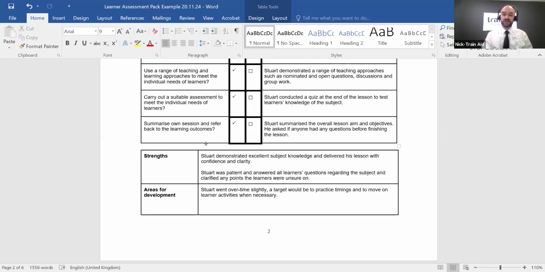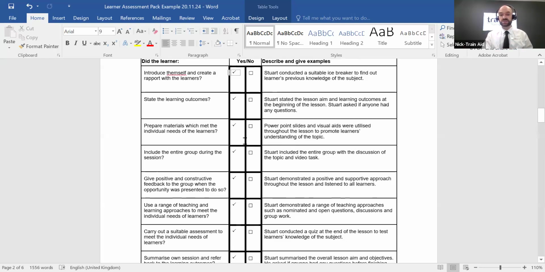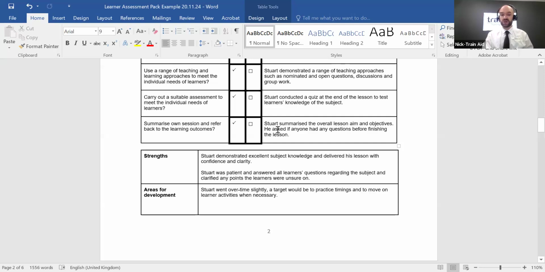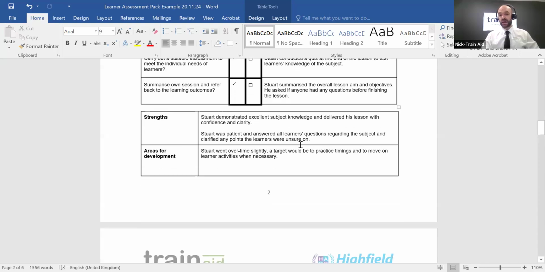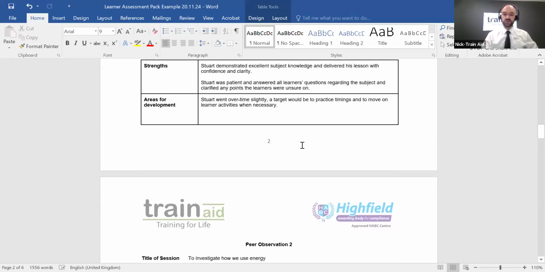So my comment is yes. So yes, I did agree with that. Stuart summarized the overall lesson aim and objectives. He asked if anyone had any questions before finishing the lesson as well. So I was pleased that Stuart did recap the aim and lesson outcomes there.